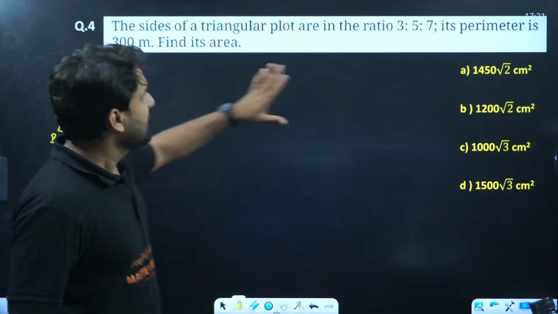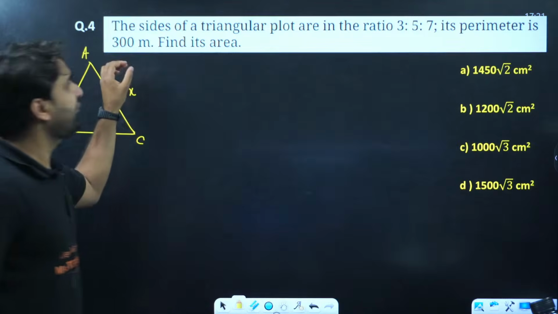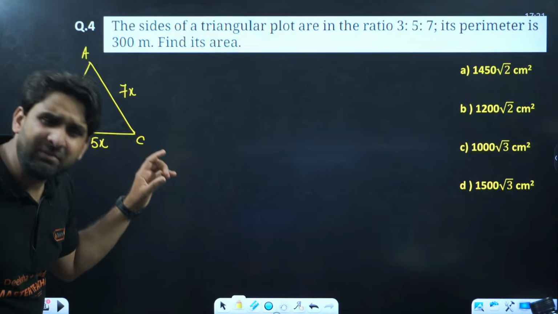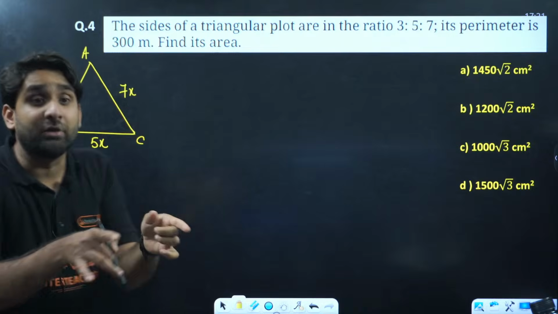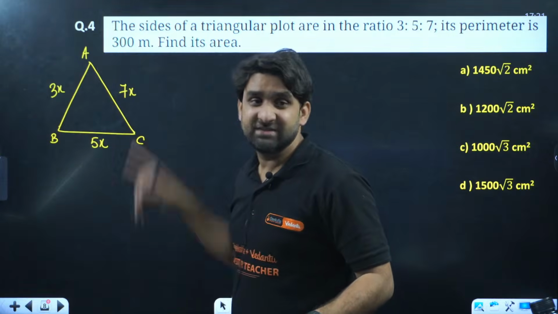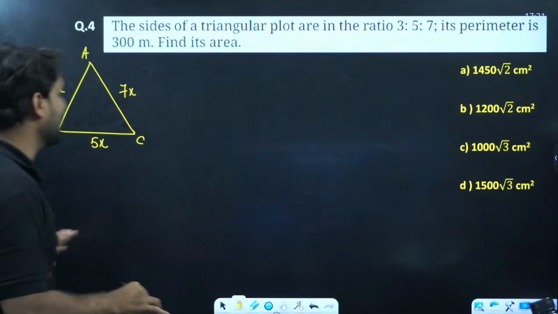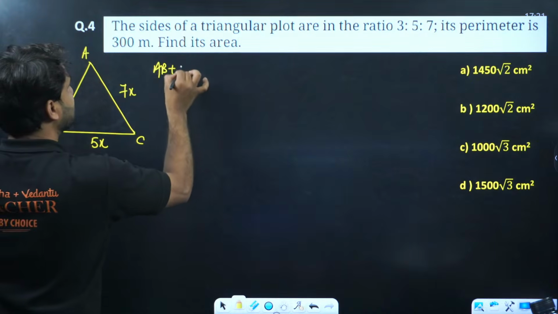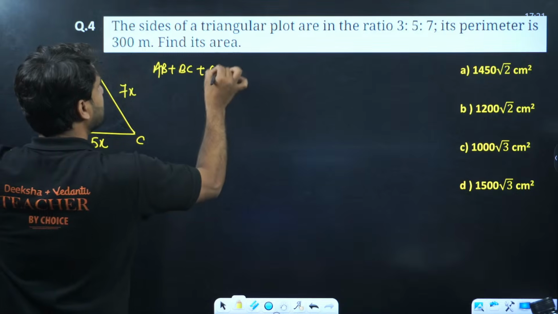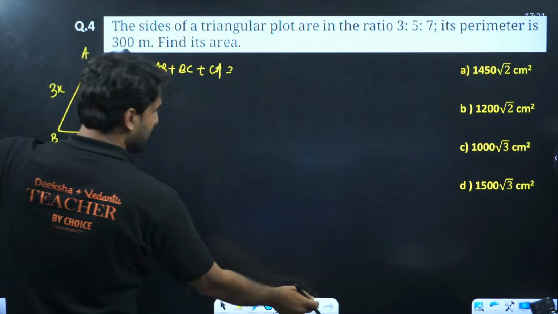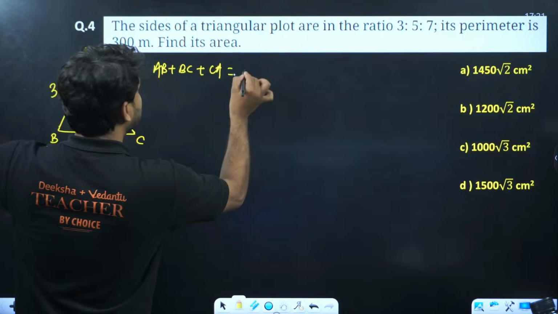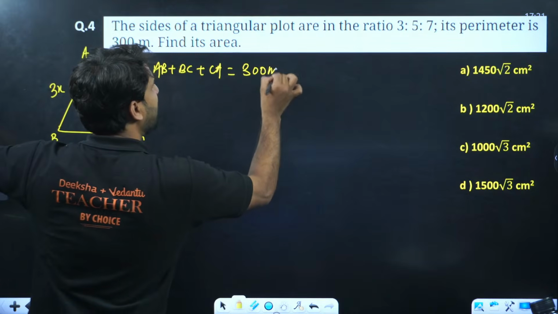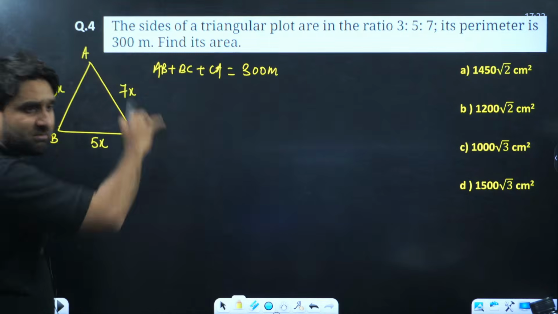Okay, the perimeter of the triangle is 300 meter. Do you know perimeter? Perimeter means length of the boundary. AB plus BC plus AC is equal to 300 meter. So according to the question, AB plus BC plus CA is equal to 300 meter, because this is the perimeter, the length of all the boundary, the sum of the boundary.